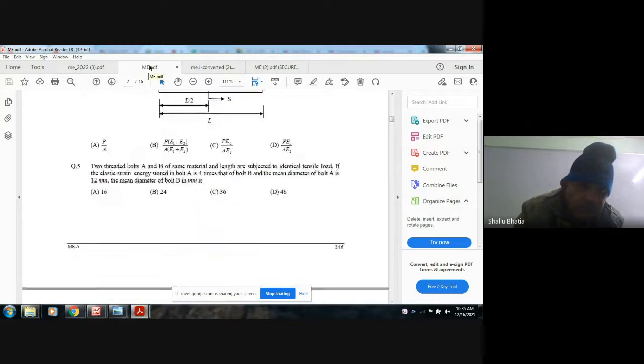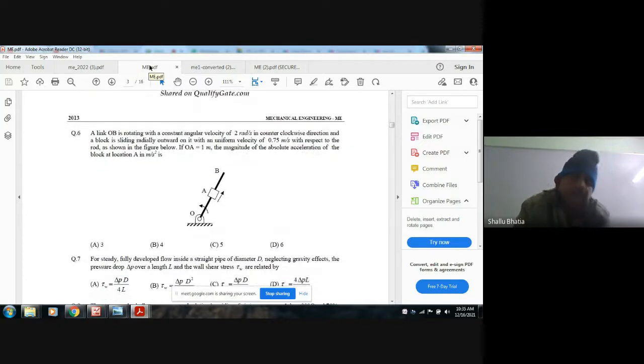The next question is: a link OB is rotating with a constant angular velocity of 2 radians per second.